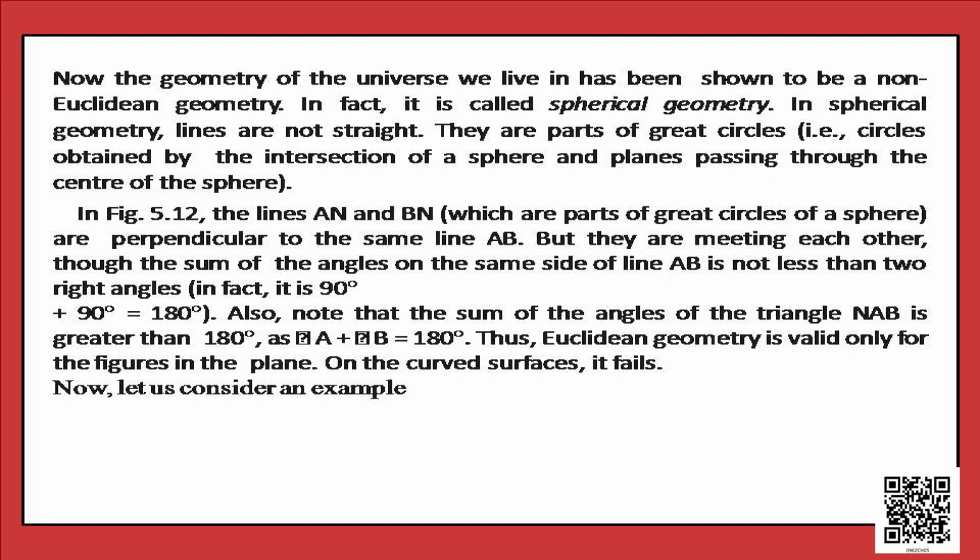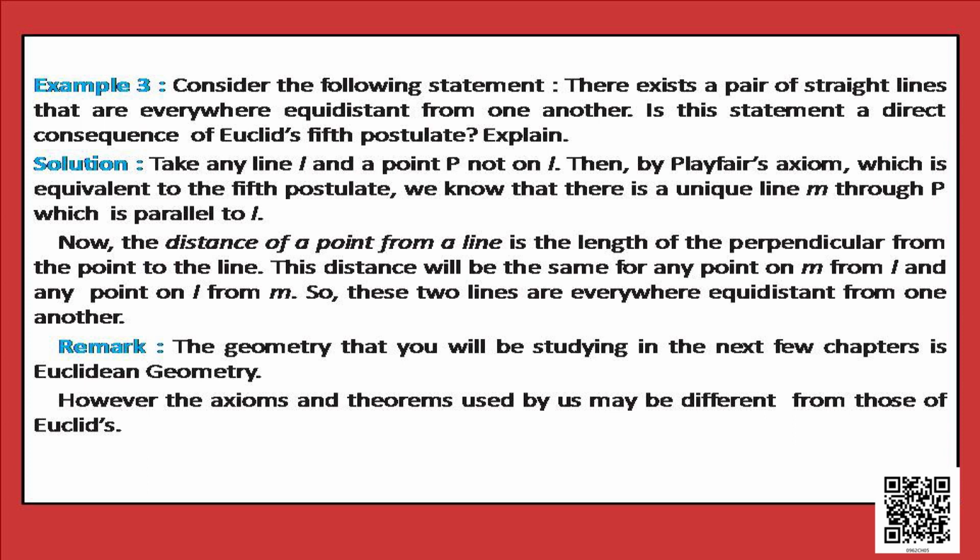Now, let us consider an example. Students, let us discuss example 3. Consider the following statement: there exists a pair of straight lines that are everywhere equidistant from one another. Is this statement a direct consequence of Euclid's fifth postulate? Explain. So, take any line L and a point P not on L. Let us draw it.